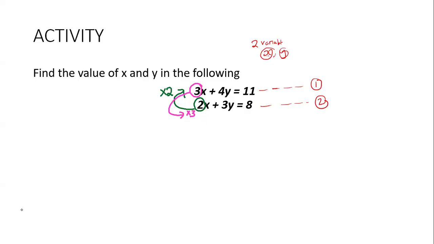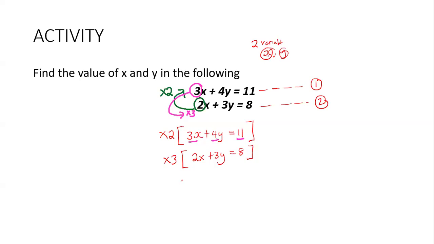So in other words, the first equation, 3x plus 4y equals 11, we are going to multiply it by 2. Then the second equation, 2x plus 3y is equal to 8, we are going to multiply it by 3. So when we are multiplying, we multiply everything. The 2 will multiply here and here. In other words, you multiply throughout the equation.